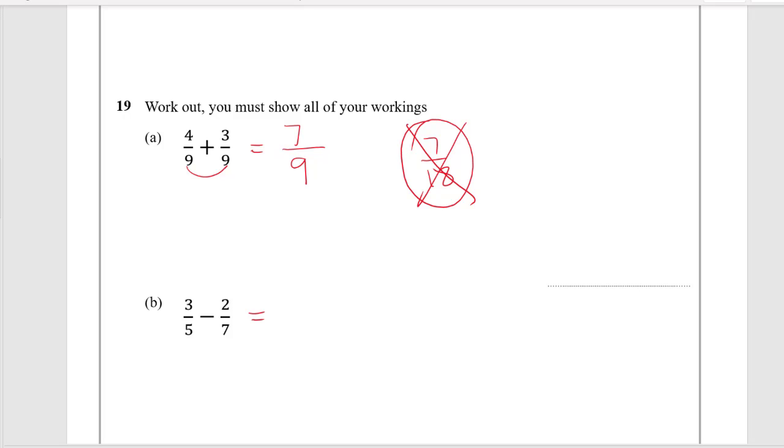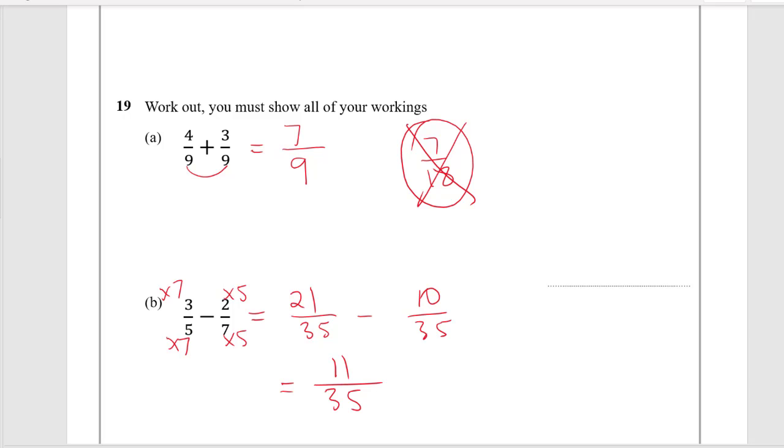3/5 take away 2/7. Find the common denominator. 5 times 7 is 35. Find the equivalent fraction. What do I times 5 by to get to 35? Times by 7. So times the numerator by 7. 7 times 3 is 21. What did I do to 7 to get to 35? Times by 5. So times the numerator by 5 as well. 5 times 2 is 10. The denominator stays the same. 21 take away 10 is 11.